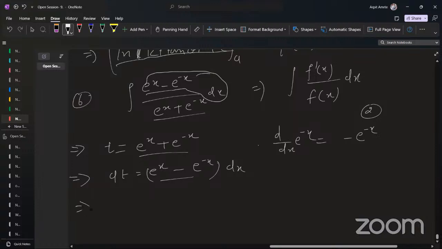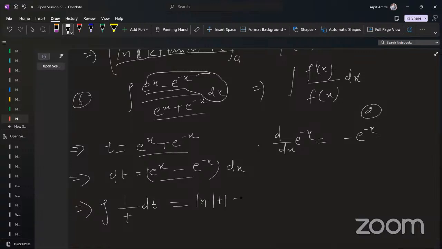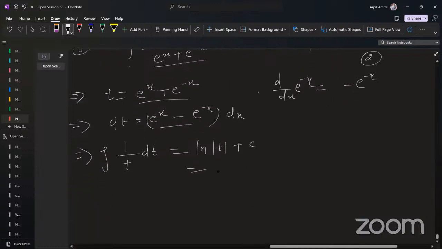Then what will it be? It will be nothing but 1 by t into dt. This is ln mod t plus c. And what is the value of t? Again substitute here. So what you will get is ln of e raised to the power x plus e raised to the power minus x, plus c. Okay? Easy?